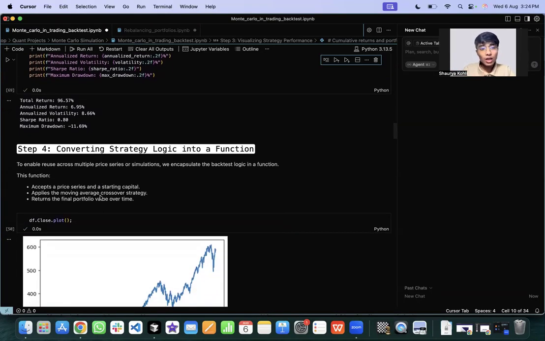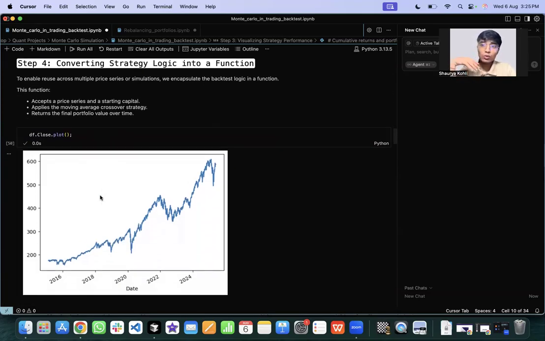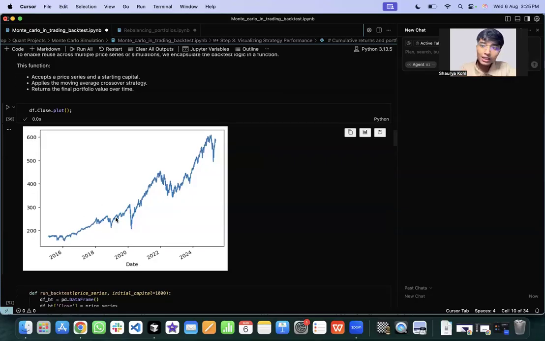So in step 4, we try to convert the strategy logic into a function. So how are you going to do this? Firstly, we'd like to enable reuse across multiple price series, and we try to wrap the backtest logic in a function. Over here, when you saw the graph, you would think this is a strategy that we could actually use in our trading. But one thing we have to learn is that if we see the graph, there are a lot of dips and highs. So in this case, the Sharpe ratio won't be that good.